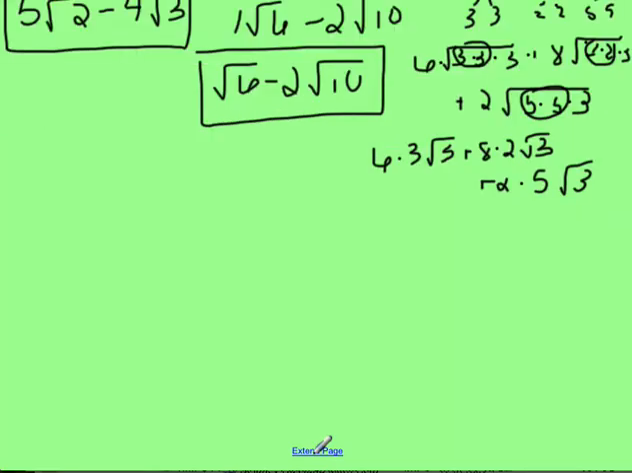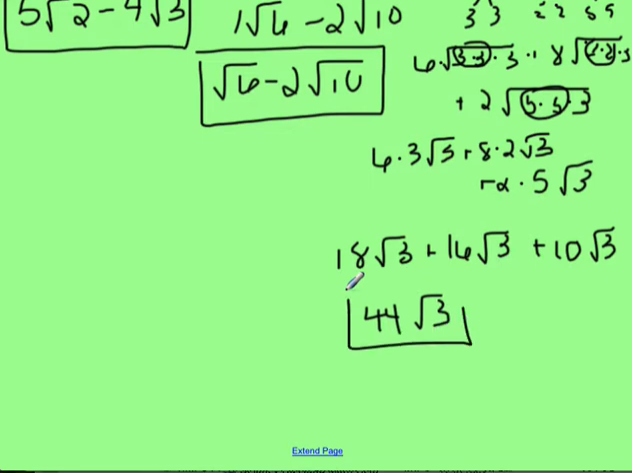So let's go ahead and multiply those out. So 6 times 3 is 18 square root of 3. 8 times 2 is 16 square root of 3. And 2 times 5 is 10 square root of 3. So now we want to go through and add 18 plus 16 plus 10. And when you add all of those up, you end up getting 44 square root of 3 as your final answer for that problem.